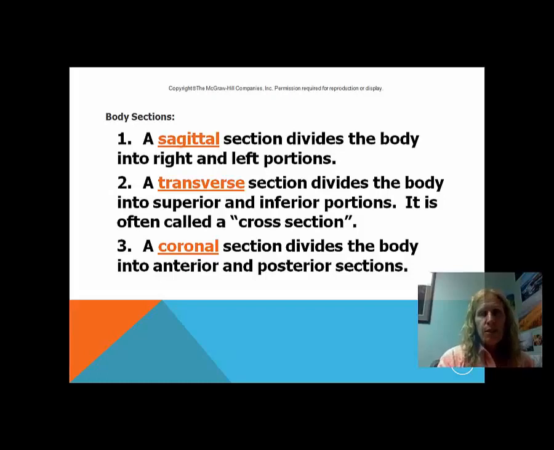The body can be separated into sections, and if you were to cut your body right down the center into right and left sections, that would be a sagittal section. Directly in the middle would be mid-sagittal. If you were to cut your body top and bottom, you would have a transverse section. And if you were to divide your body from front to back, you would have a coronal section. Here are some terms you probably don't know: superior and inferior, anterior and posterior. We'll get to those terms later.